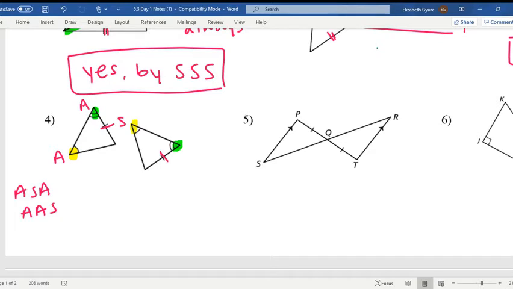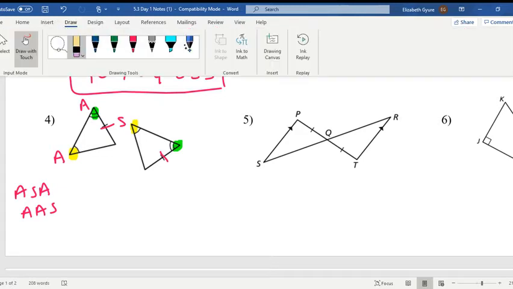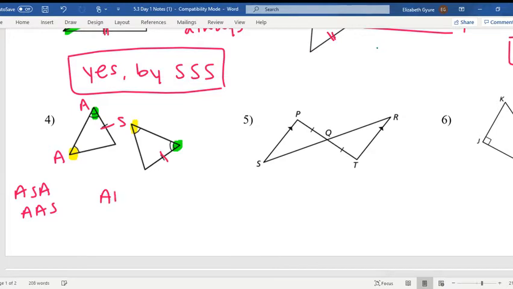So if it's not connecting them, do we think it's angle, side, angle, or angle, angle, side? Anybody? You've got a 50-50 shot. Absolutely, it is angle, angle, side, Anna. Because in order for it to be angle, side, angle, that side has to be in the middle, and it is not. Angle, angle, side. Very good.